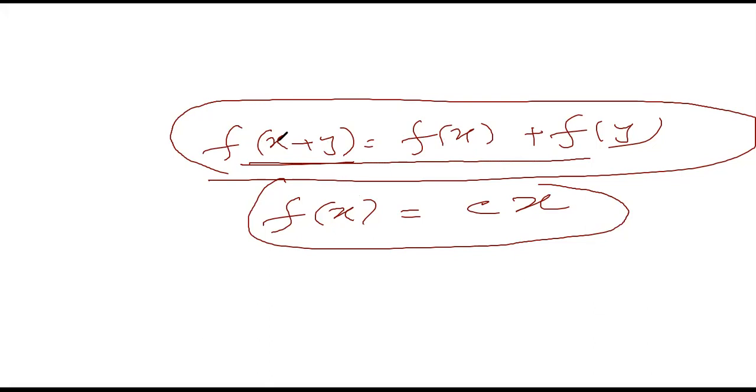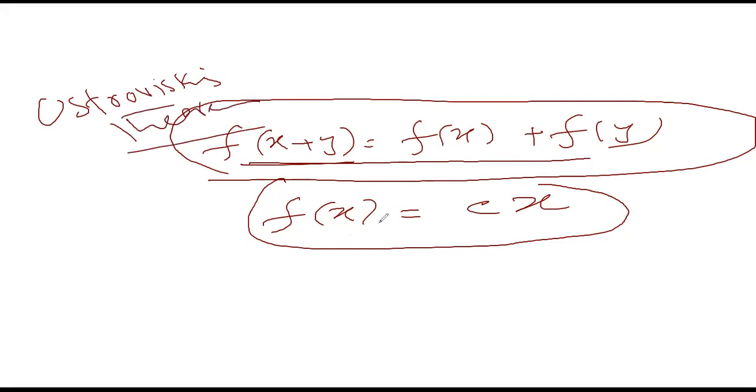So therefore every measurable function satisfying this equation must be of this type. This theorem is called Ostrowski's theorem. So we do this in the next lecture. Thank you.